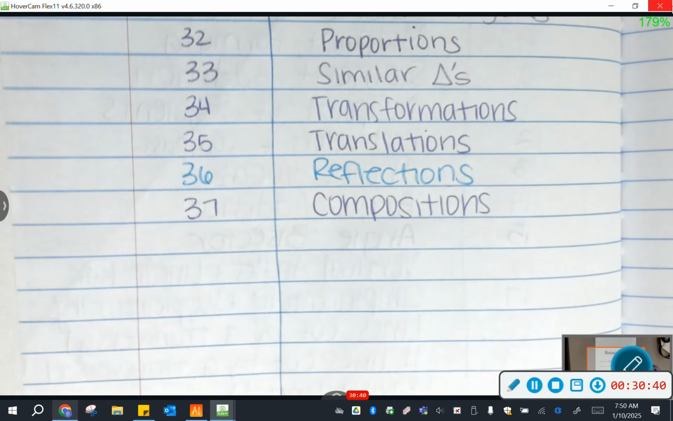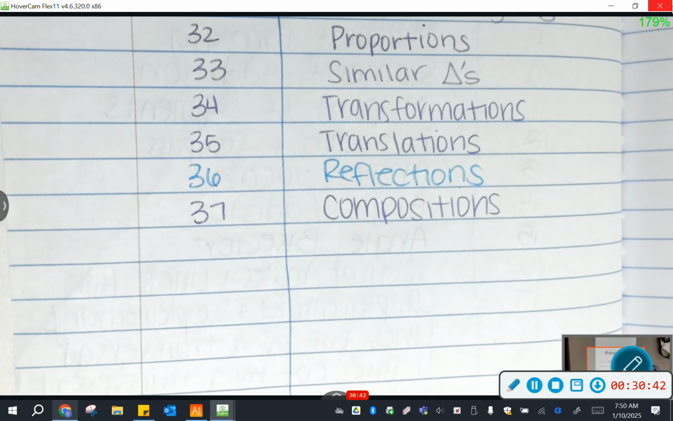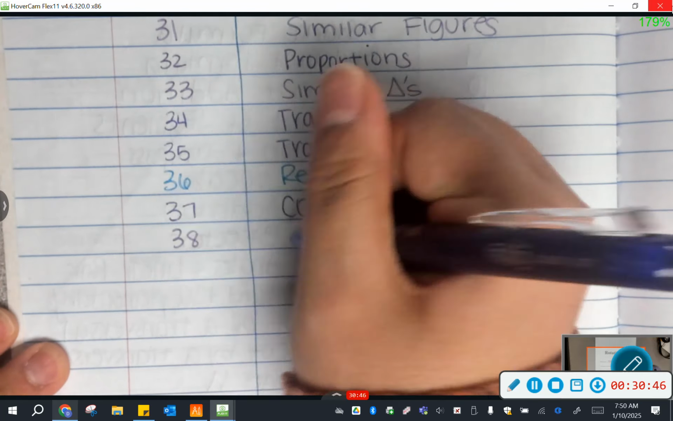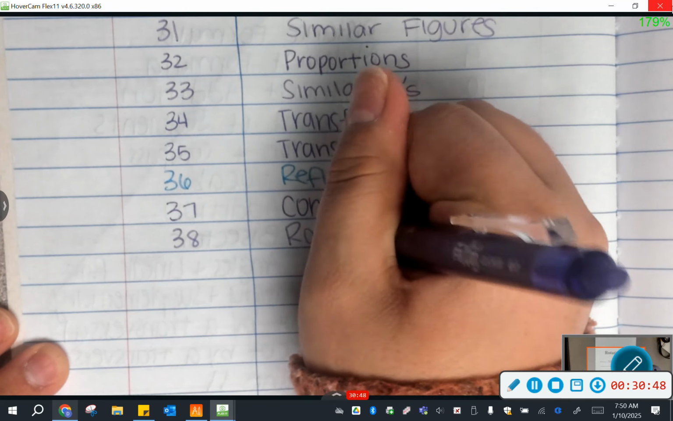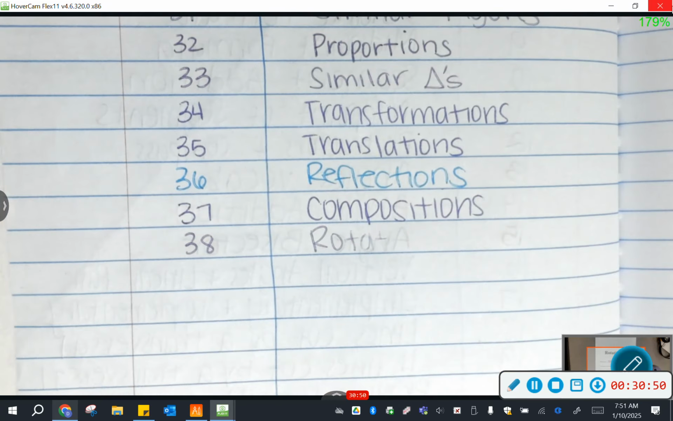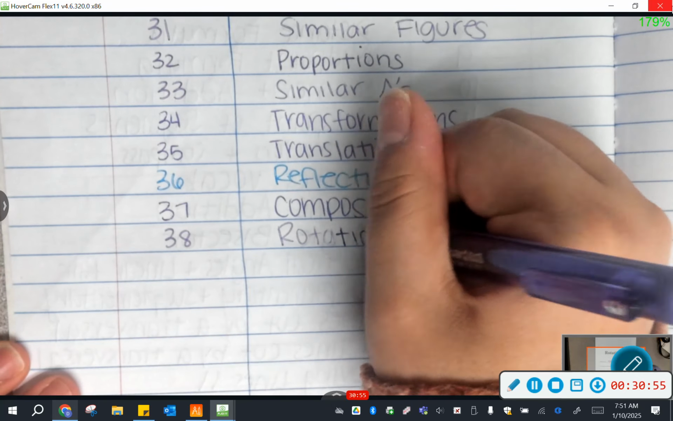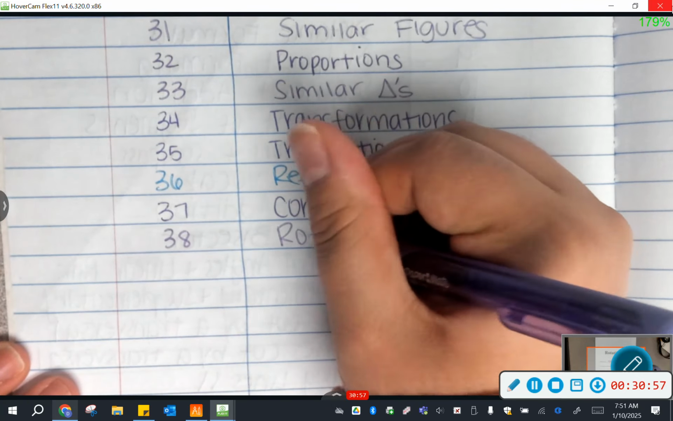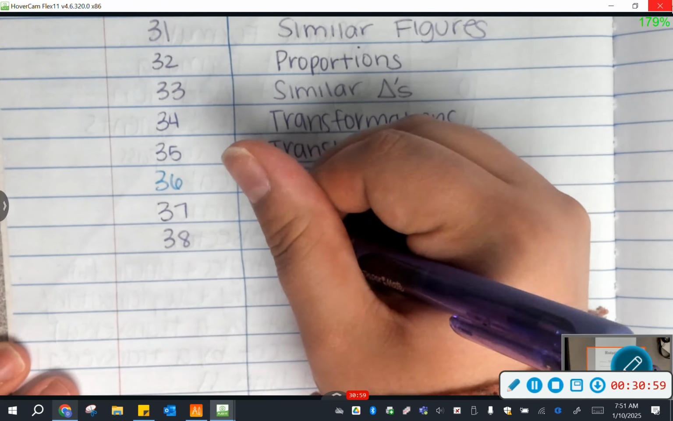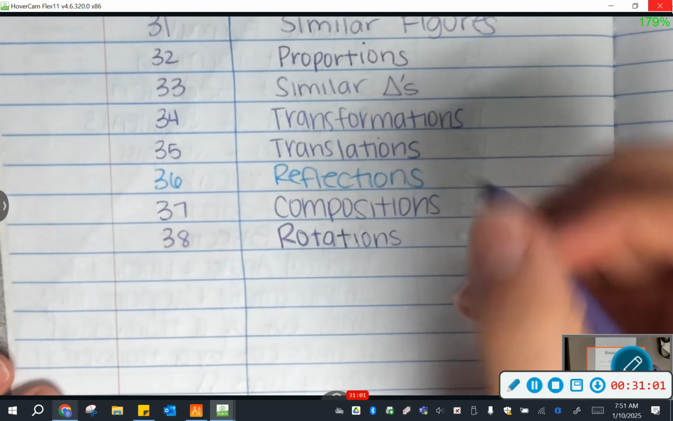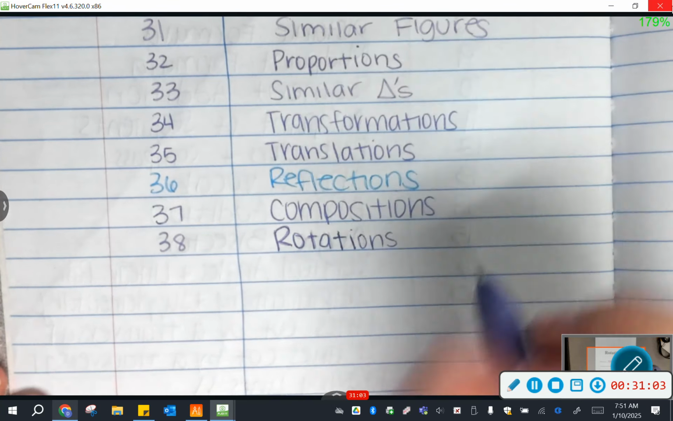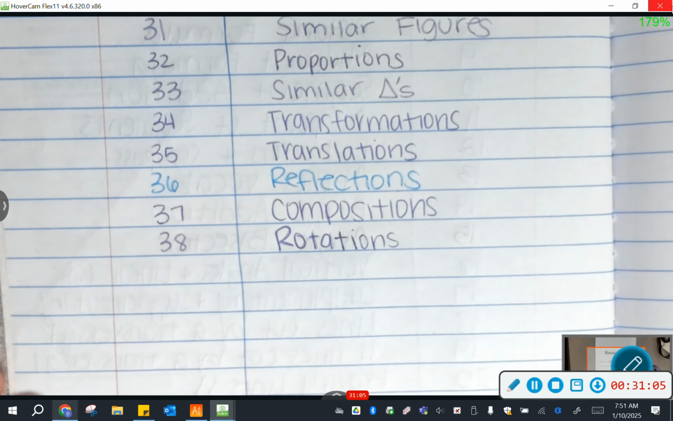I would like you to add this to page 38. Add it to page 38. We're going to call this rotations. And everybody should have glue at their table. Rotations. Did it work? Did that glue work? Okay.